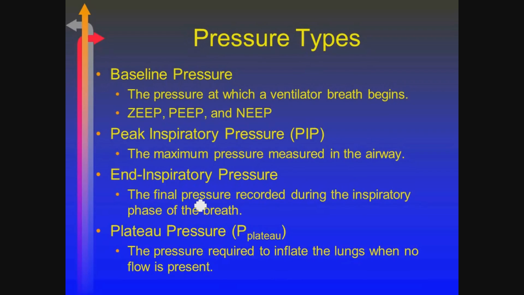PIP, peak inspiratory pressure, peak circuit pressure, again, all mean the same thing. It's a maximum pressure. It's measured within the airway. End inspiratory pressure is the pressure that we measure at the end of the inspiratory phase.